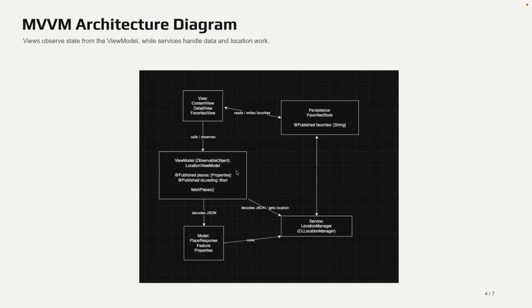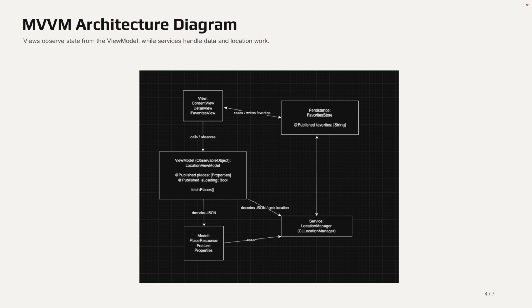Okay, moving forward. Now I'm going to explain the MVVM diagram that I was talking about earlier. First and foremost, we have the view layer, and this includes the content, detail, and favorites views. These are the screens that the user sees and interacts with. These views just focus on displaying information and responding to user input.